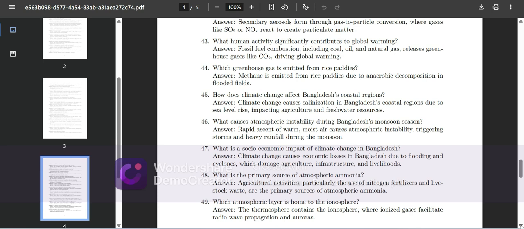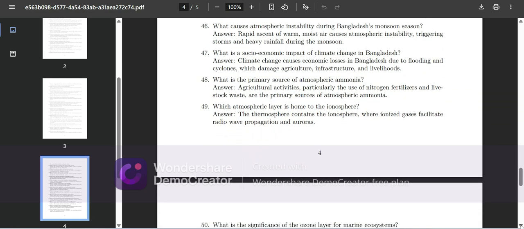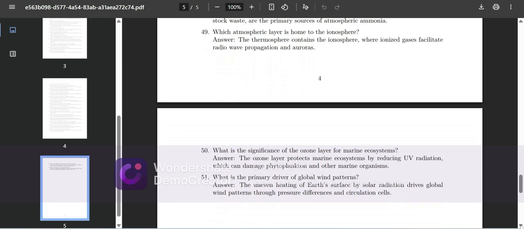Which atmospheric layer is home to the ionosphere? The thermosphere contains the ionosphere, where ionized gases facilitate radio wave propagation and auroras. What is the significance of the ozone layer for marine ecosystems?